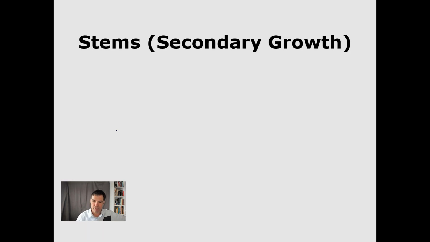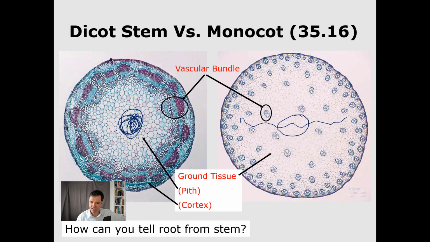Okay, let's see, did I miss anything there? I got my ground tissue, I got my pith, and I got my cortex, right? The outer tissue outside of the vascular tissue.